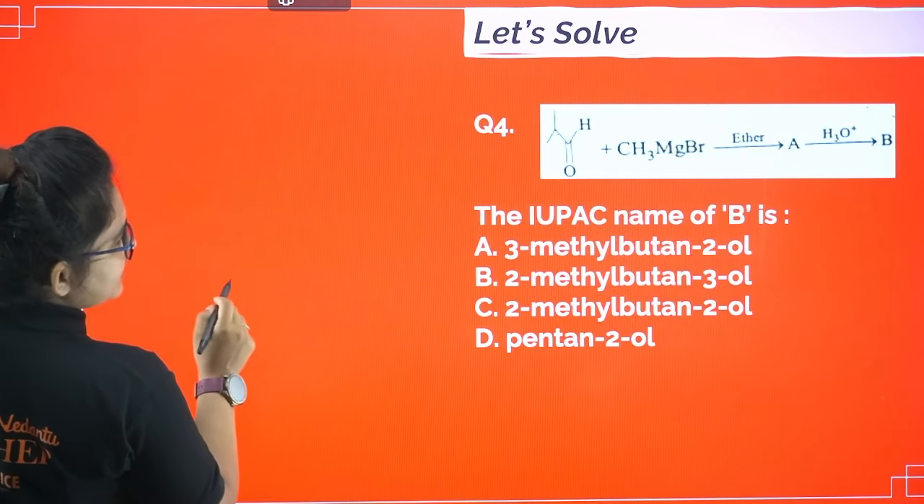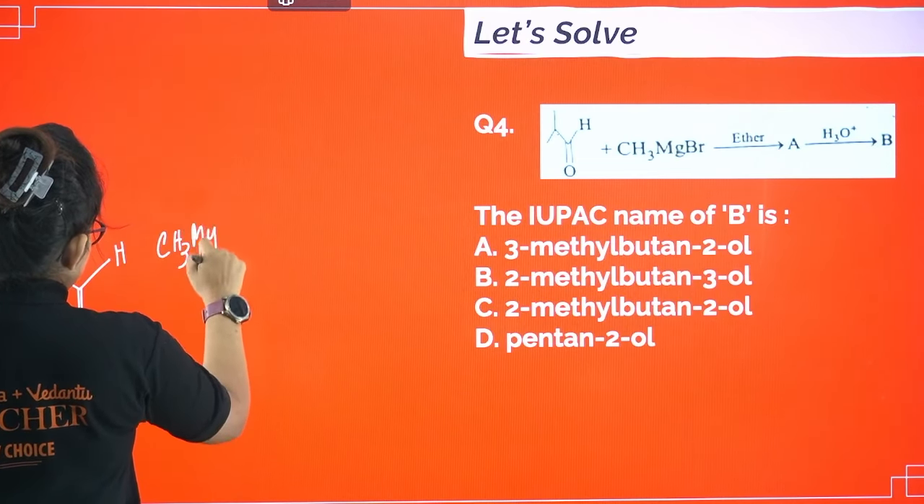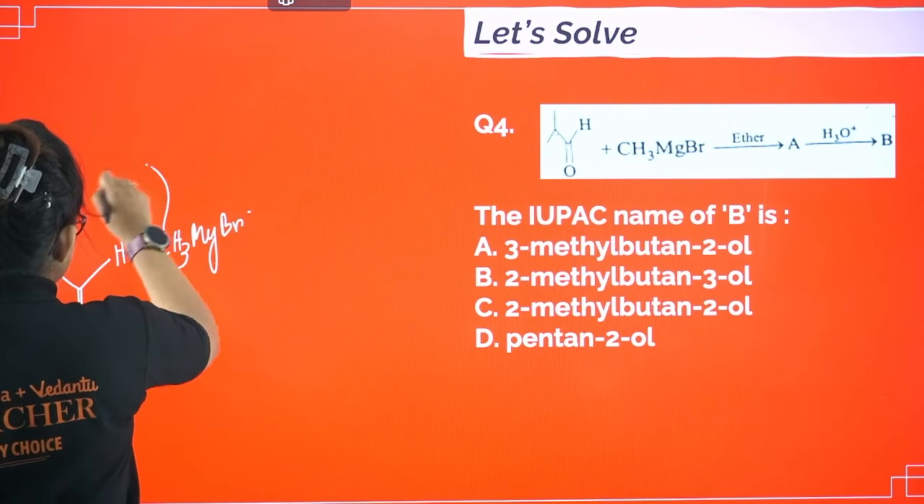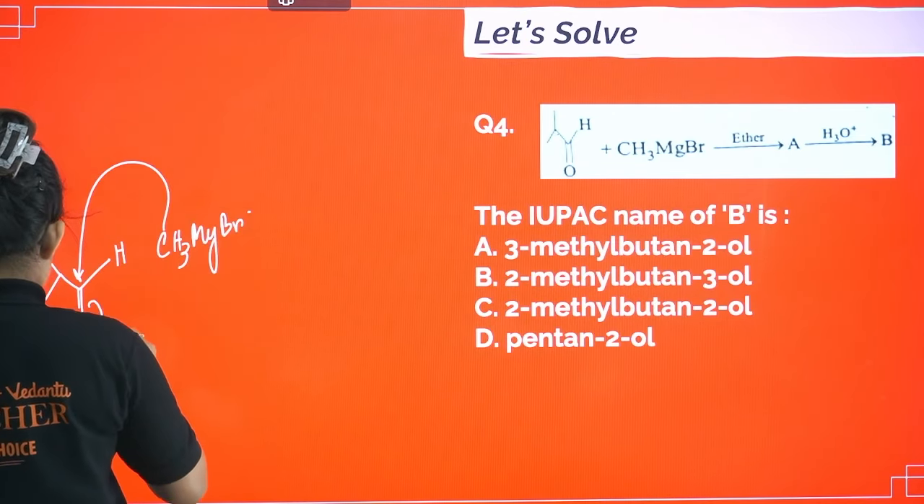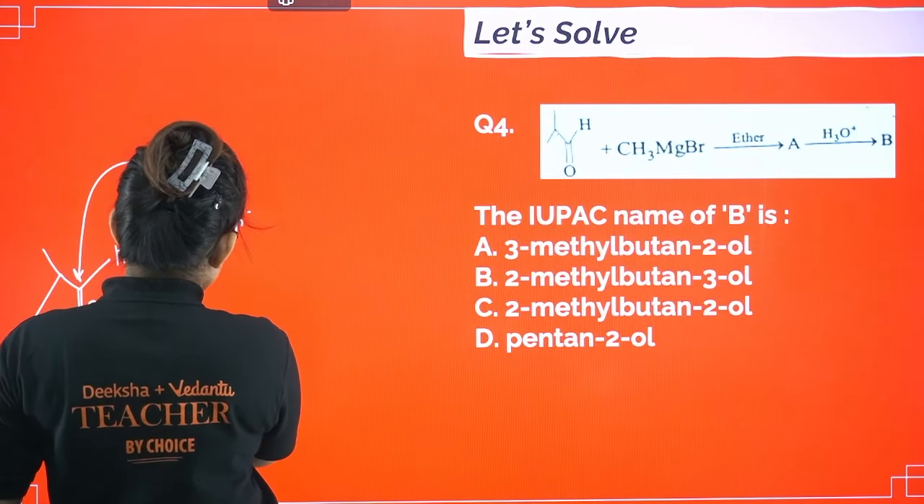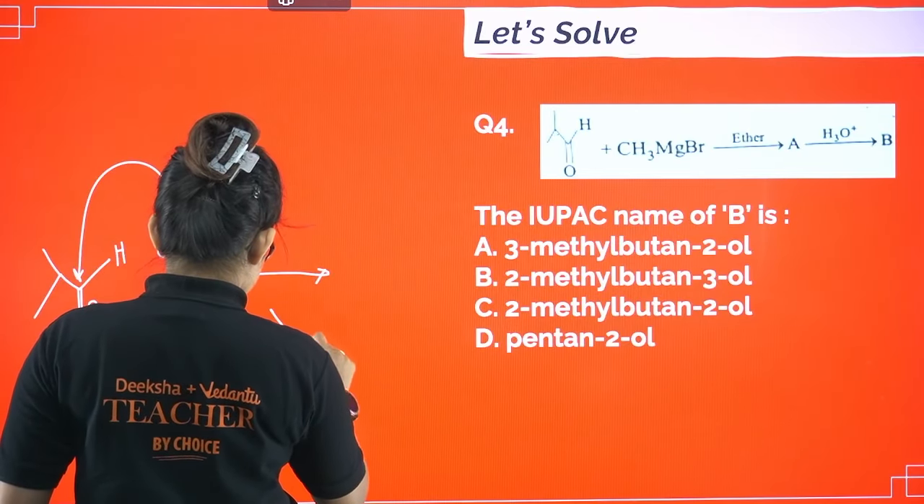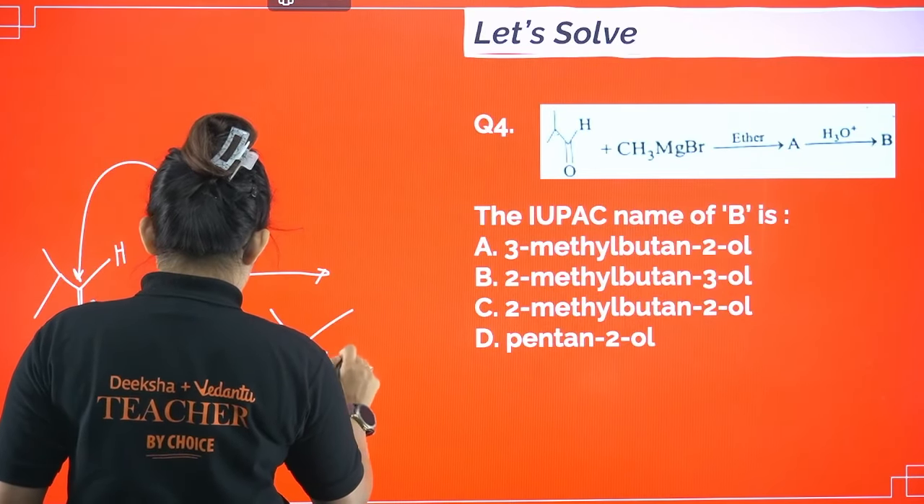Okay, now here I have to add CH3MgBr. So this will attack here, and this will open up as a result, in presence of ether. In presence of ether, you will get something like this. Here you will get one OH.